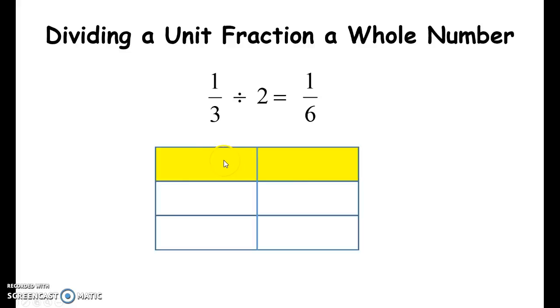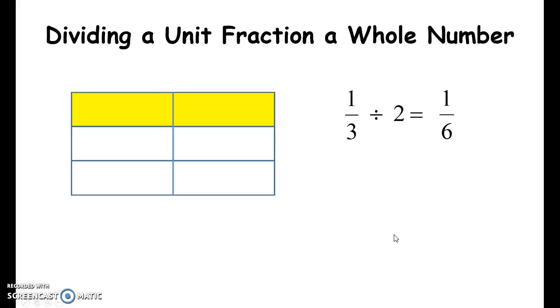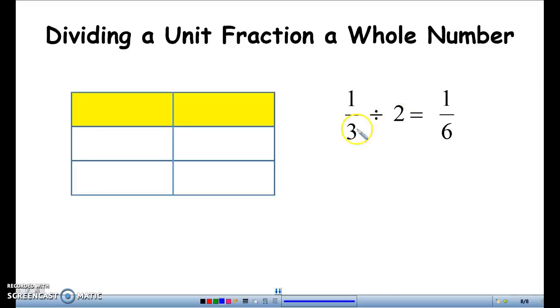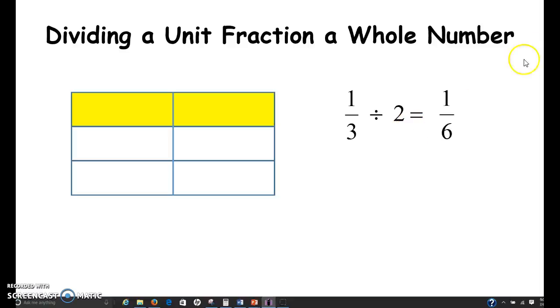Okay? How do we do this mathematically? What I'm going to do is take my 2. I know 3 times 2 is 6. Let's put my 2 over 1. And then let's flip this fraction upside down, which means I'm going to take the reciprocal. The reciprocal of 2 divided by 1 is 1 divided by 2.